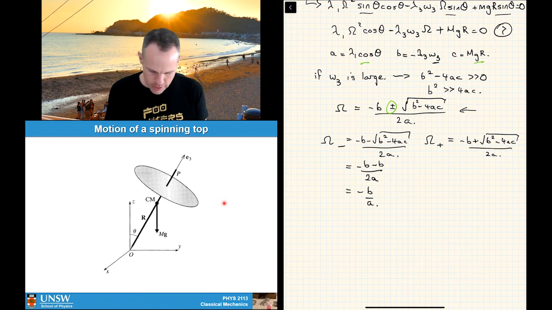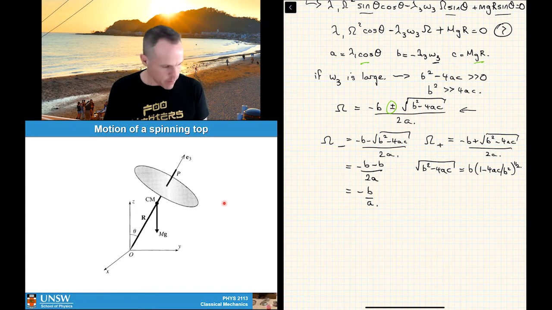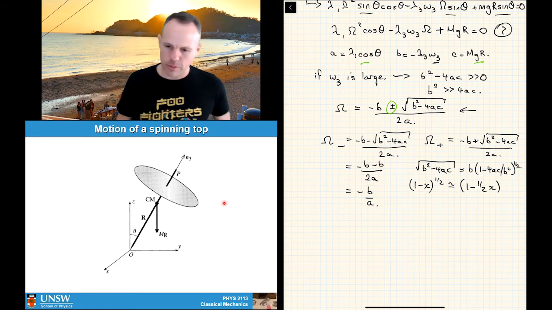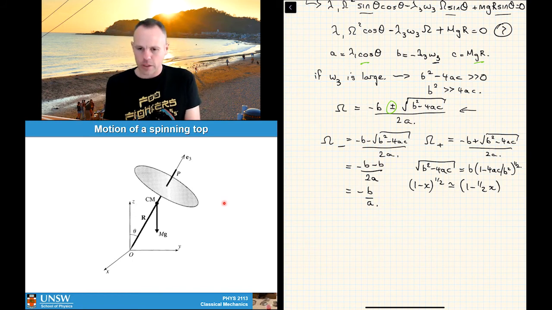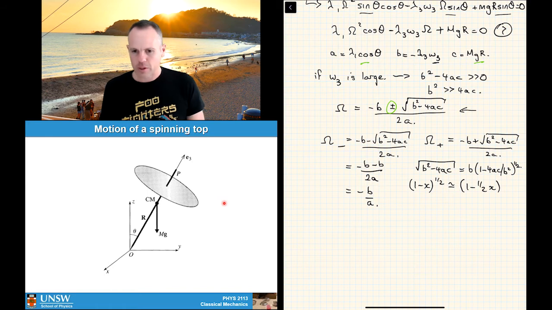take a slight detour. We're going to do b squared minus 4ac here, and we're going to call this b 1 minus 4ac on b squared to the half. And we know that if we have 1 minus x to the half, this thing is roughly equal to 1 minus a half x, okay? And this is again where this tip comes that I say about, you know, keep a book, keep all these little tricks in them. When you get to exam period, spend half a day reminding yourself of all the little tricks, because sometimes you want to know which is the right approximation to use to get a solution to the problem, okay?